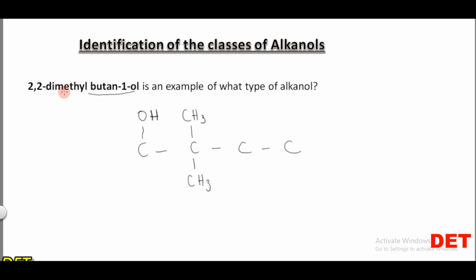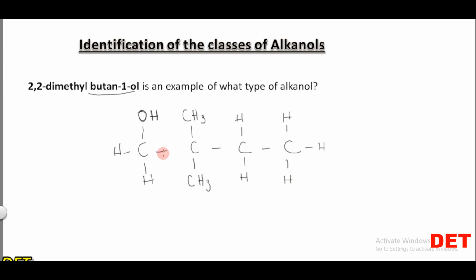So that is why it is 2,2-dimethyl-butan-1-ol. This is the structure for 2,2-dimethyl-butan-1-ol. 2,2-dimethyl is telling me that on this second carbon atom I have 2 methyl groups. Butan-1-ol, the 1-ol, is showing me that on this first carbon atom I have an OH group. The next thing I will do is fill the rest of the bonds with hydrogen. So this is hydrogen, hydrogen, hydrogen, hydrogen, hydrogen.